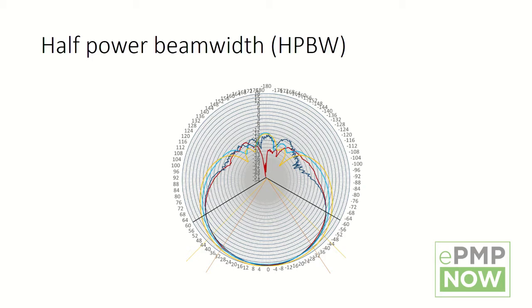Excellent. Okay. So one important parameter is what we call the half power beam width, or simply the beam width of the antenna. This is the angle at which the gain of the antenna drops by 3 dB. 3 dB is half the power. That's why it's called half power beam width.